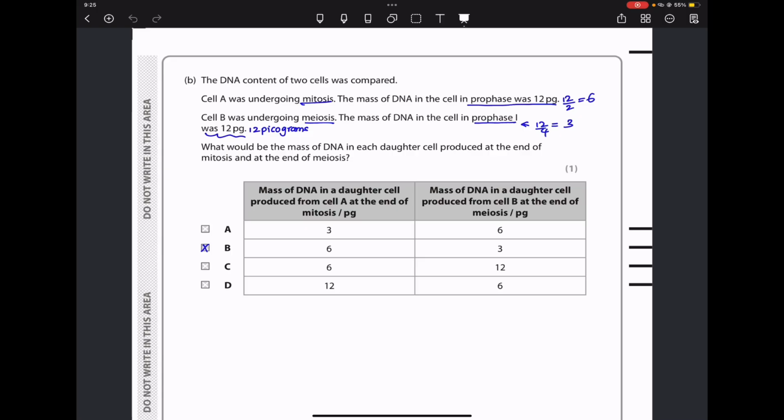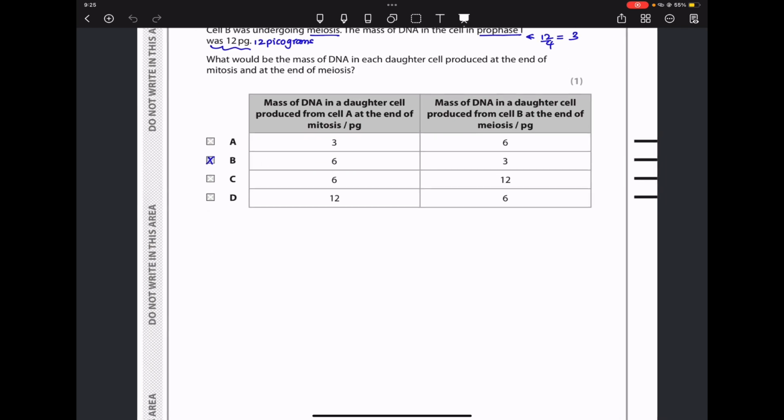During mitosis, only two cells are produced, so 12 divided by 2 gives us 6. So each daughter cell will have 6 picograms of DNA. And for this cell in prophase 1, remember in meiosis we produce 4 daughter cells, so this is going to be 12 divided by 4, giving us 3 picograms in each daughter cell. So the answer should be B, 6 with mitosis and 3 with meiosis.